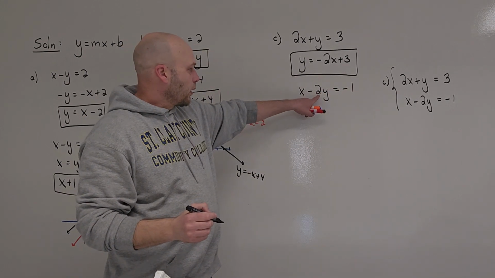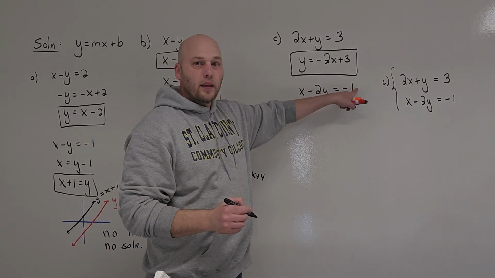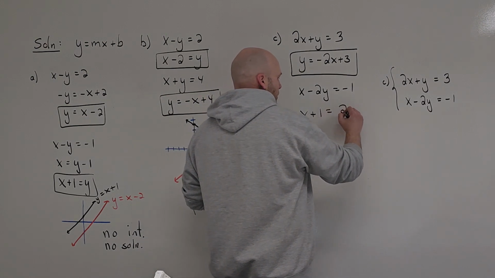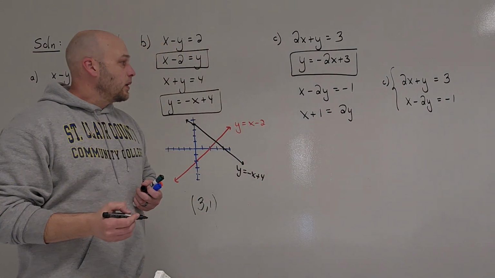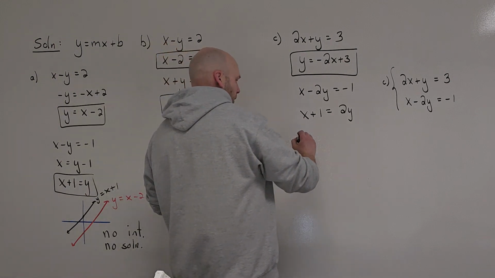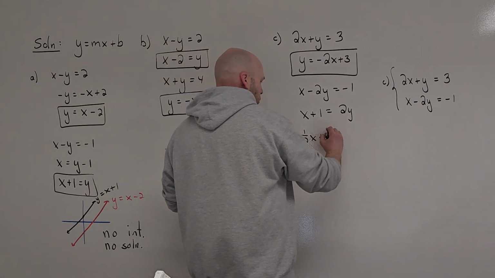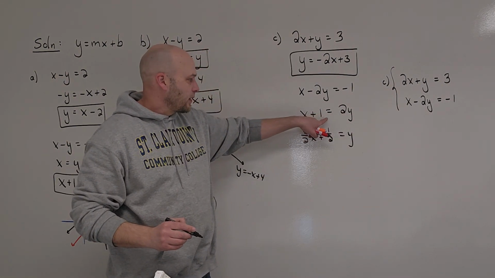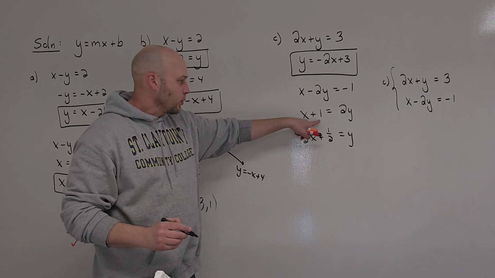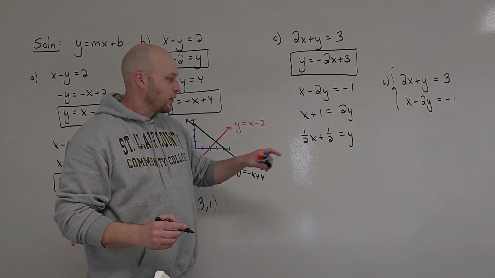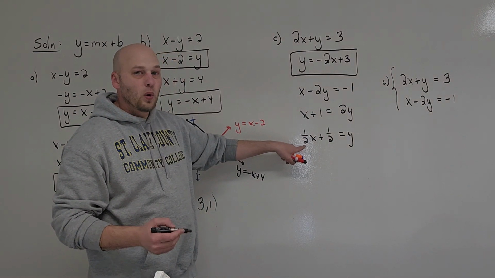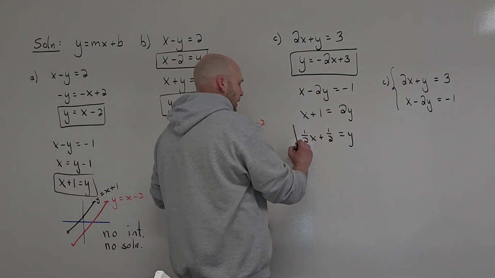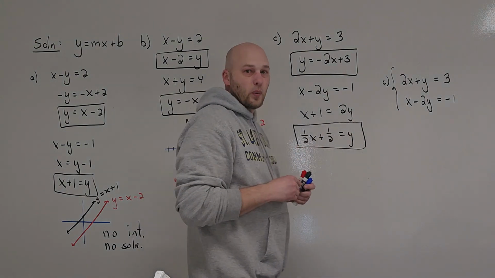To isolate y, what I'll do is I'll add 2y, and then I'll add 1. That would give me x plus 1 is equal to 2y. But now I have to divide by 2. That would give me 1/2 x plus 1/2 is equal to y. Remember, if I divide this by 2, I have to divide this whole side by 2. And if I divide this whole side by 2, I have to divide each term by 2, giving me x divided by 2, or equivalently 1/2 x, 1 divided by 2 being 1/2. This would be the second line that we have to graph.